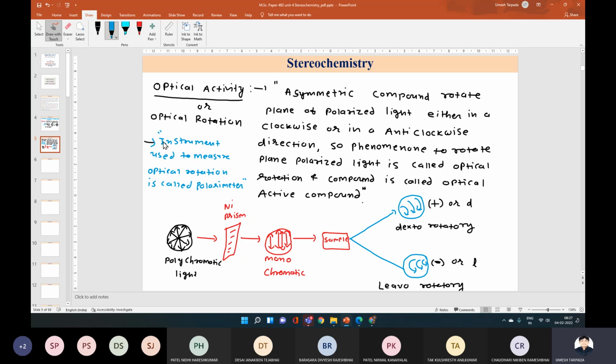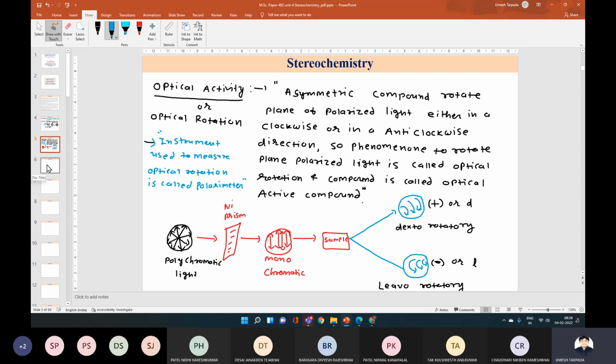Sometimes a substance may be levorotatory and sometimes a substance may be dextrorotatory. So optical rotation is determined practically. By looking at the structure, or by looking at its name, you can't say anything about optical rotation. So this is the way you can have optical rotation.